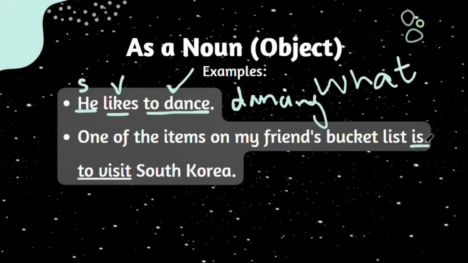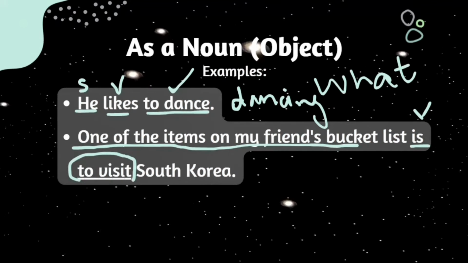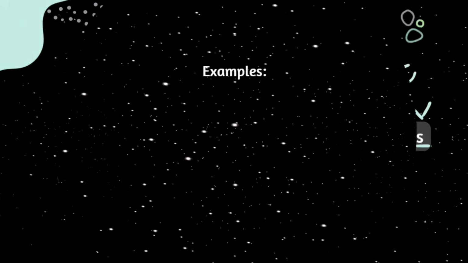Here is your verb. One of the items, this whole is the noun phrase, okay? And what is the object here? Is to visit. Now, this is the name of an activity. So, this is a noun, and since it is written with to, it is an infinitive. Hope this point is clear to you now.